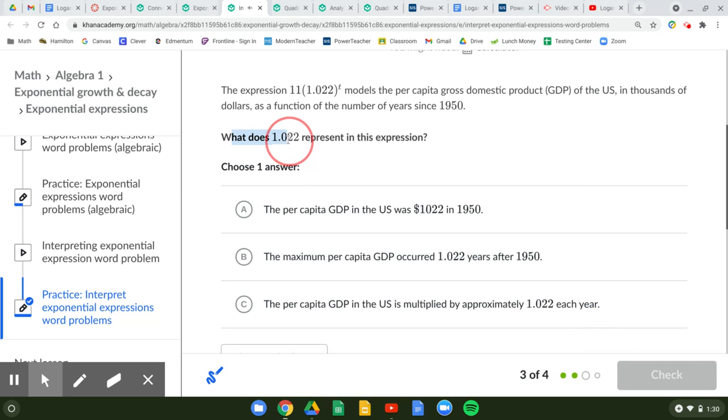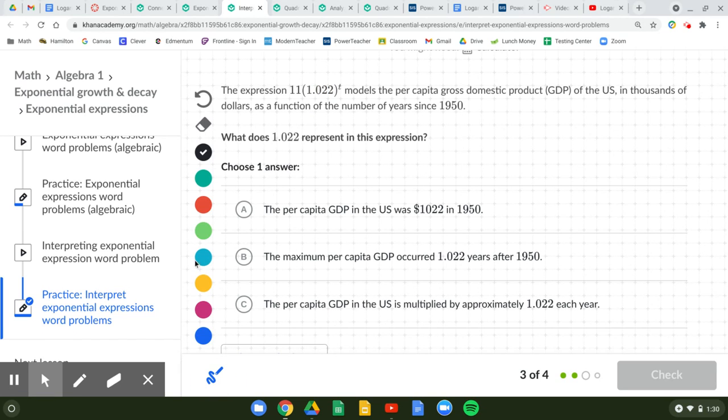What does 1.022 represent? So this is going to be the rate. So the expression 11 times 1.022. By the way, if I move my decimal back 2 places to the right, it would actually be 2.2%. Don't get confused by the difference between that number and 1.22. That would be 22% growth. This would be 2.2% growth. So just over 2% growth.